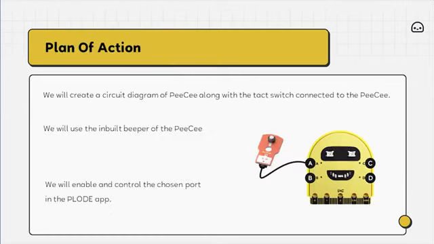First, we will create a circuit diagram of PC, along with the tact switch connected to the PC. We will use the inbuilt beeper of the PC as our output device. We will enable and control the chosen part in the upload app. We will see this in detail in the hardware section. For now, let's build the algorithm.